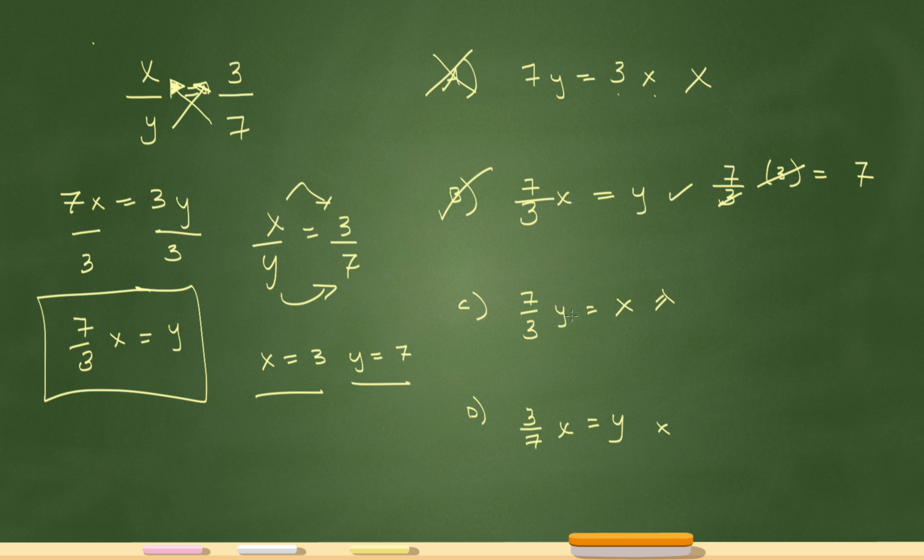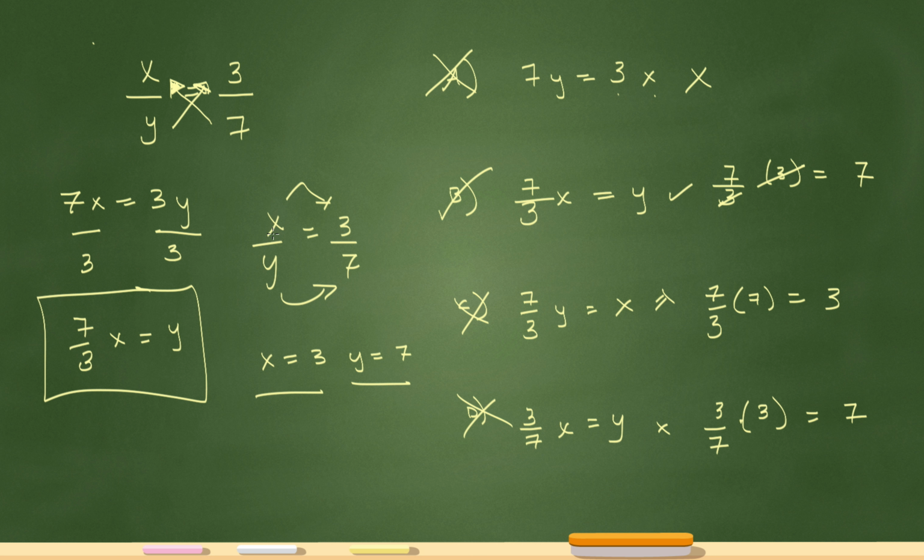But let's just see how C doesn't work now. So 7 over 3 times 7, does that equal 3? Which is what C is, right? 7 times 7 is 49. Does 49 divided by 3 equal 3? Nope. And lastly, 3 over 7 times 3, because that's what x is, equals 7. That's what answer choice D is saying. 3 times 3 is 9. 9 divided by 7 doesn't equal 7, so for that reason D is gone.